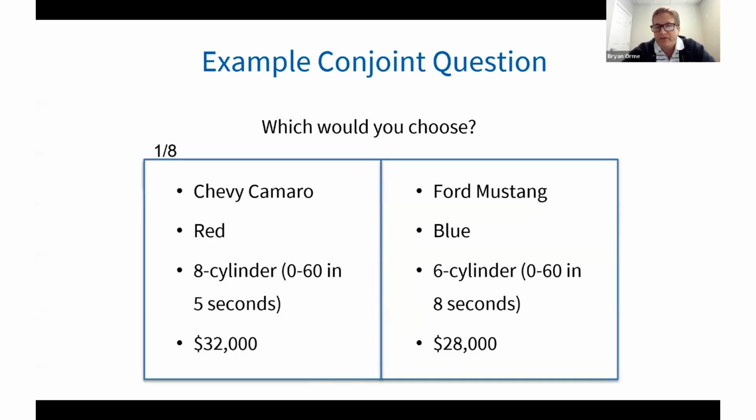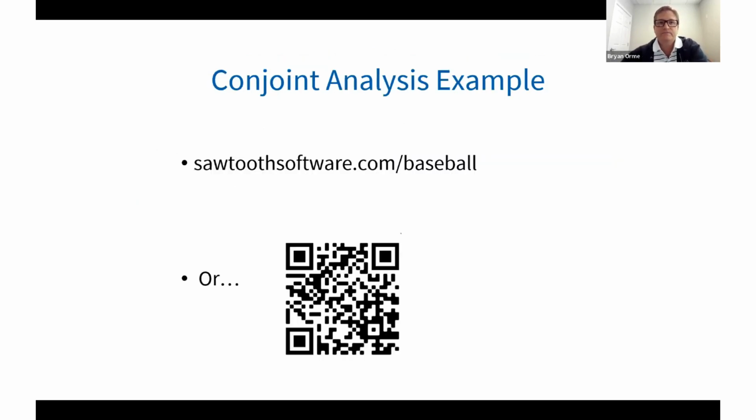Are people choosing because of the color? Are people choosing because of the price? Are people choosing because of the brand name? Our choice experiment, our conjoint analysis experiment, will reveal that, and each respondent is different.